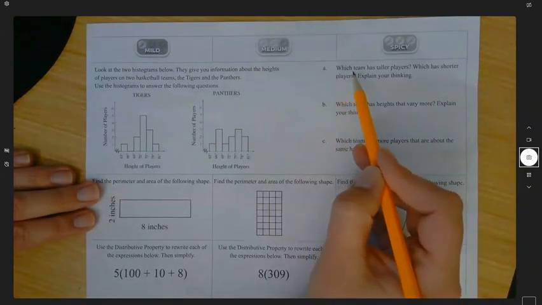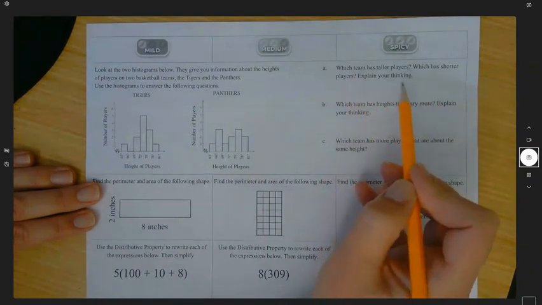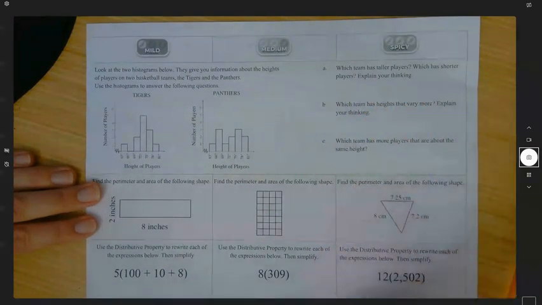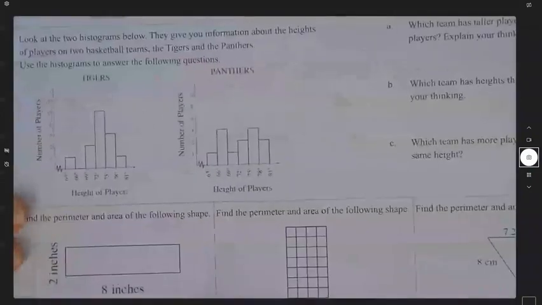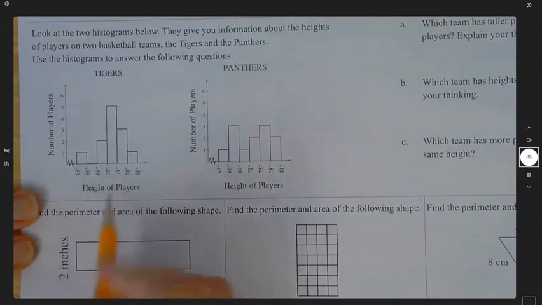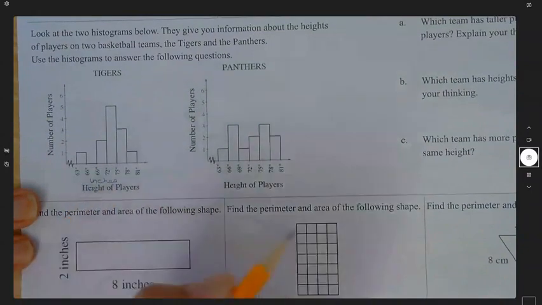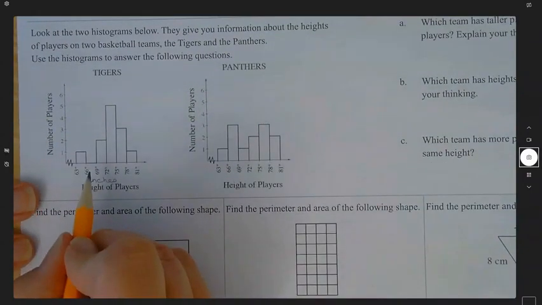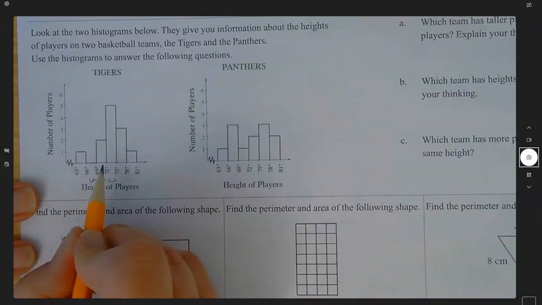The first question, which team has taller players? Which has shorter players? Explain your thinking. So if we take a look here, and I'm going to zoom in so we can see the graphs. The double line here is inches. And so we have 63 inches. So we have one player in between 63 and 66 inches.